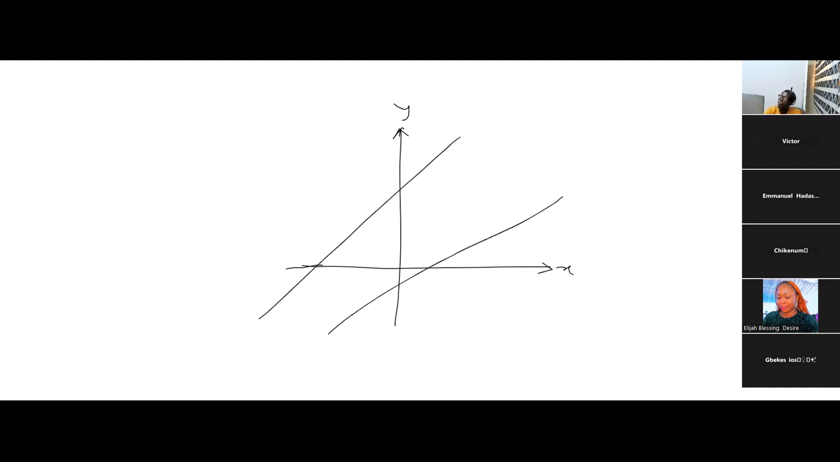Let's say we have the y axis and x axis. After plotting the first equation, this is the equation. You plot the second equation, it's like this. That is equation 1, and that is equation 2. The two did not meet. This means no solution.